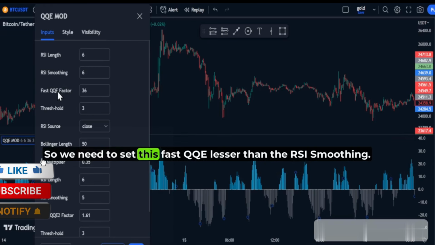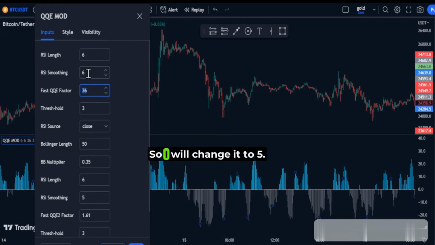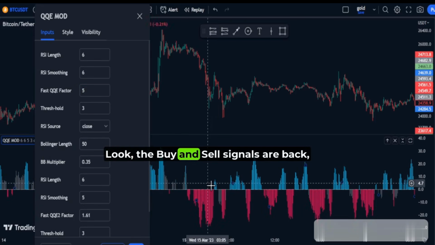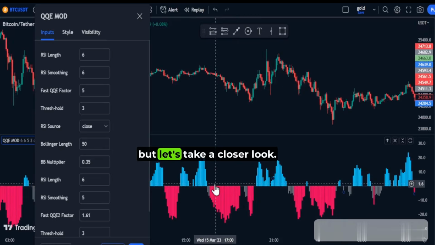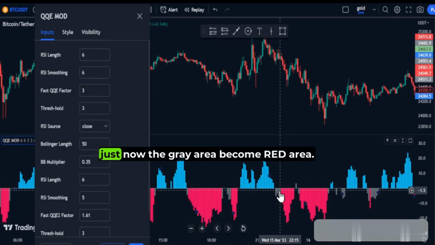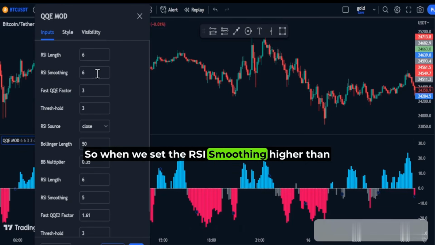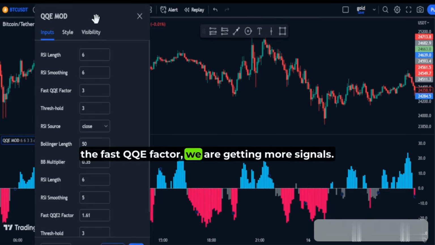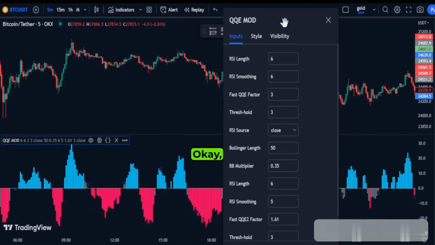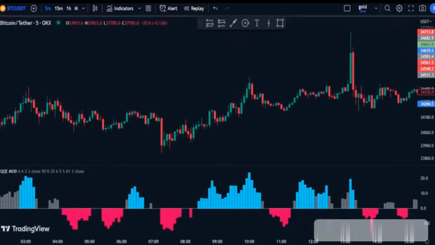So we need to set this fast QQE lesser than the RSI smoothing. So we change it to 5. Look, the buy and sell signals are back. But let's take a closer look. We change this fast QQE to 3. Look, just now the gray area became red area. So when we set the RSI smoothing higher than the fast QQE factor, we're getting more signals. Okay, so you can play around with these parameters and click OK.